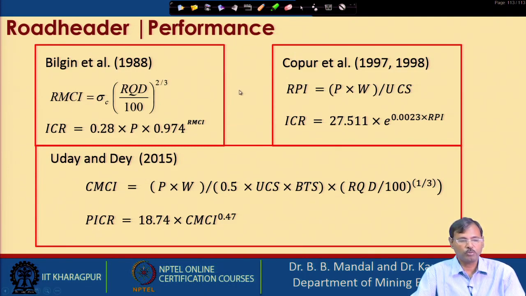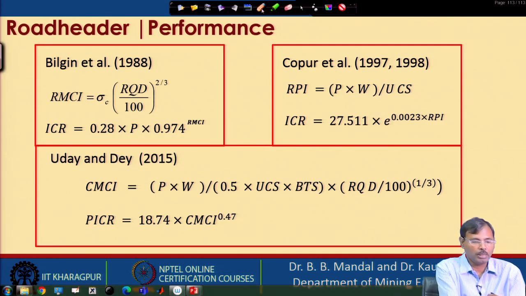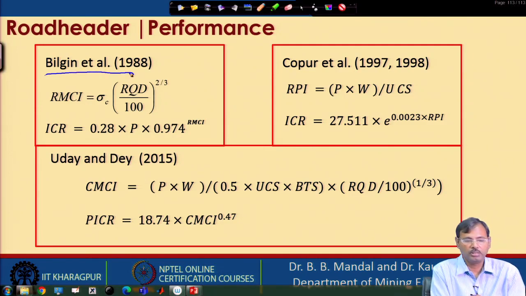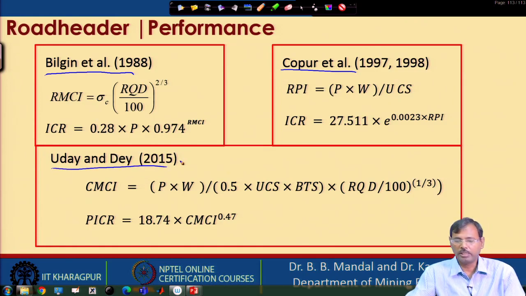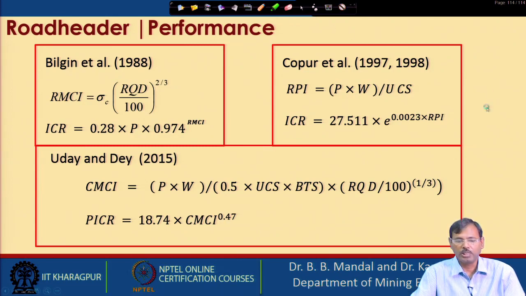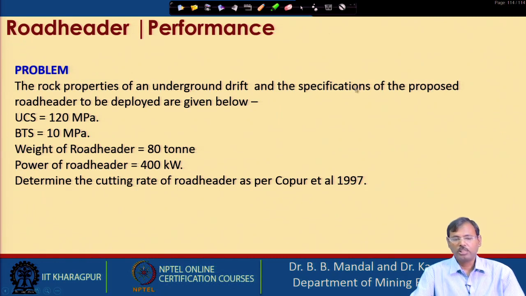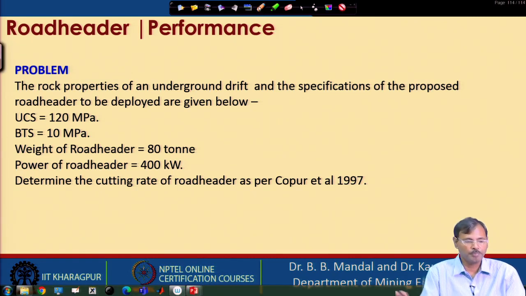These are the different formulas given by different researchers. Bilgin has given this formula, who is a very pioneering person working on the performance of the road header. Cooper has given, Uday and they have given. These are some of the formulas in which some of these influencing parameters are considered to predict the performance of the road header. So, let us solve one problem based on this formula.